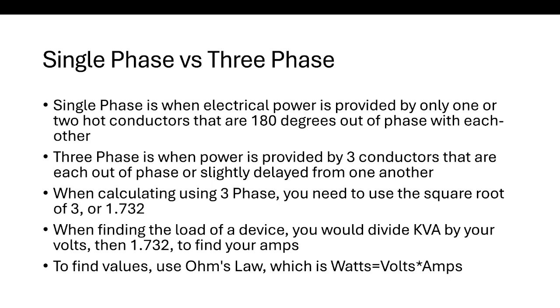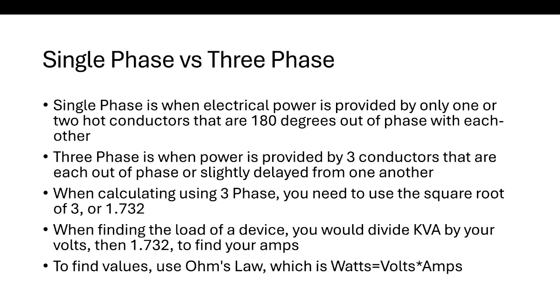3-phase is when power is provided by 3 separate hot conductors that are each out of phase or slightly delayed from one another, so that you are always being provided with a rough average amount of power, which is what we've been going over in AC. When calculating using 3-phase, you need to use the square root of 3 or that 1.732.